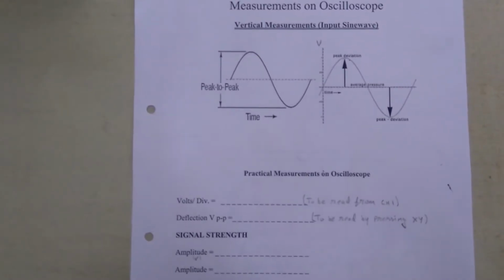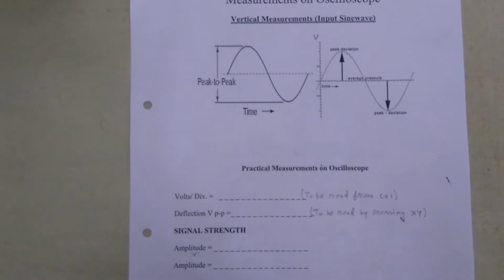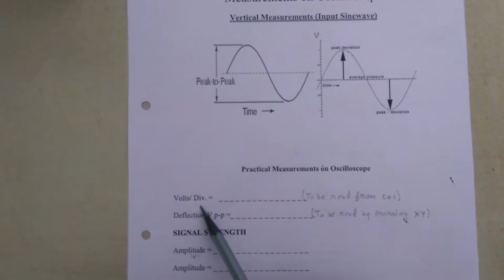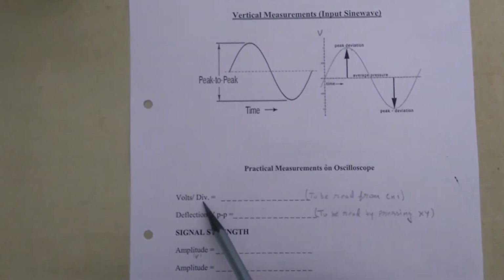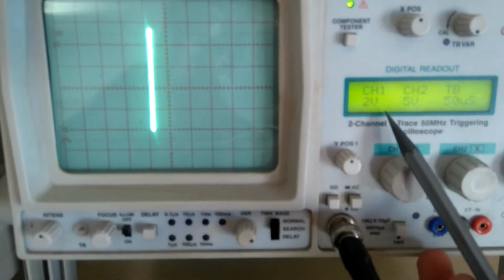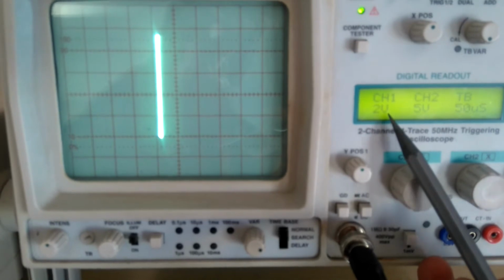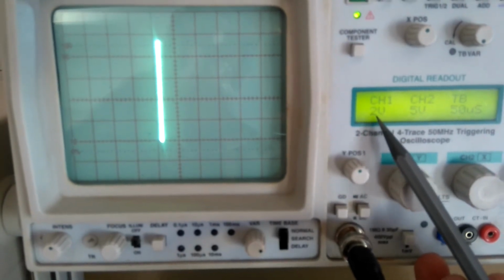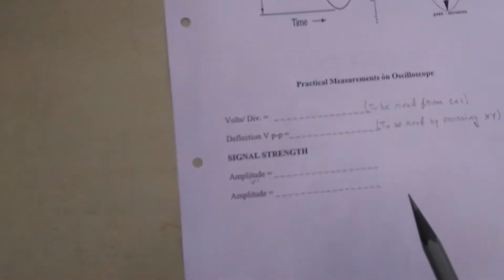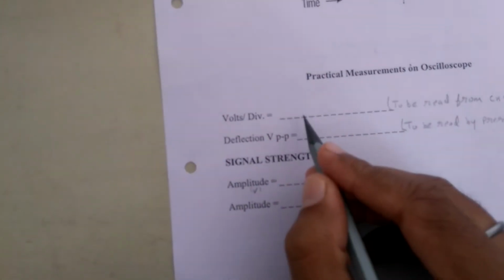Now this is the calculation part for finding out the amplitude. Here we have to find the volt per division. Volt per division can be obtained from the CRO, from the reading representing channel 1. This is the channel 1 reading, which is representing 2 volt. We have to put this reading in the volt per division.